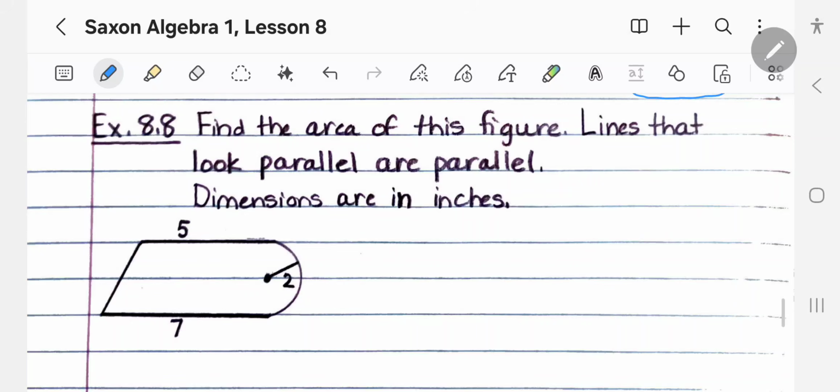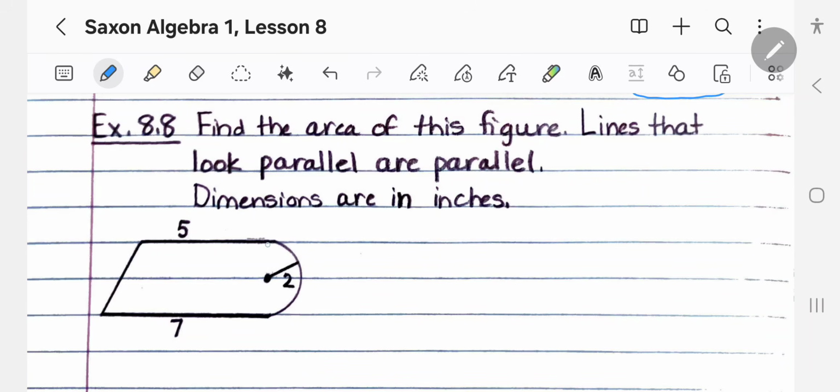Example 8.8. Find the area of this figure. Lines that look parallel are parallel. Dimensions are in inches. So this line here and this line here look parallel, so they are parallel. Now let's see if we can break this up into 3 different shapes.